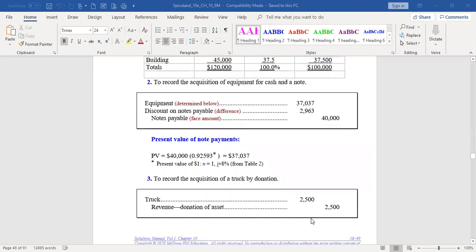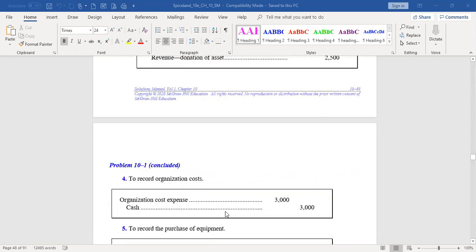On September 15th, a truck was donated to the corporation. Similar trucks were selling for $2,500. Debit truck, credit revenue, donation of assets. So that would actually be credited to a revenue account, increasing our net income on the income statement. September 18th, the company paid its lawyer $3,000 for organizing the corporation. Expense immediately. Debit organization cost expense, credit cash.